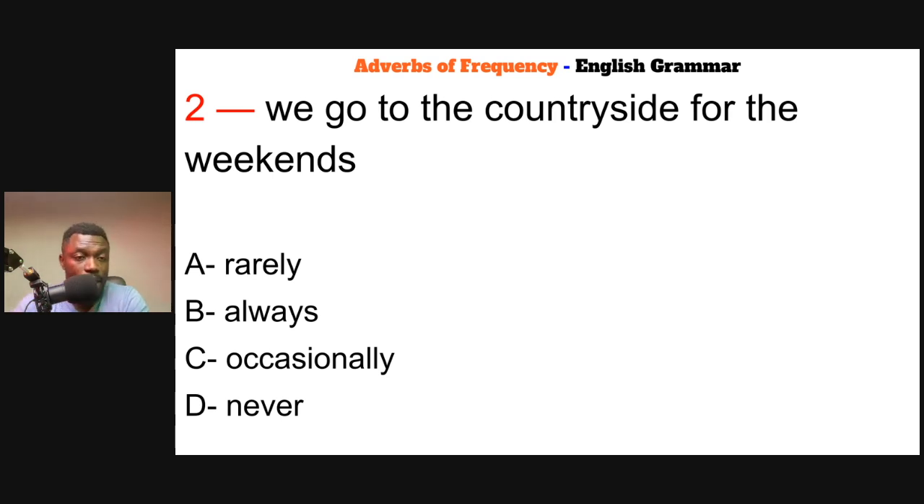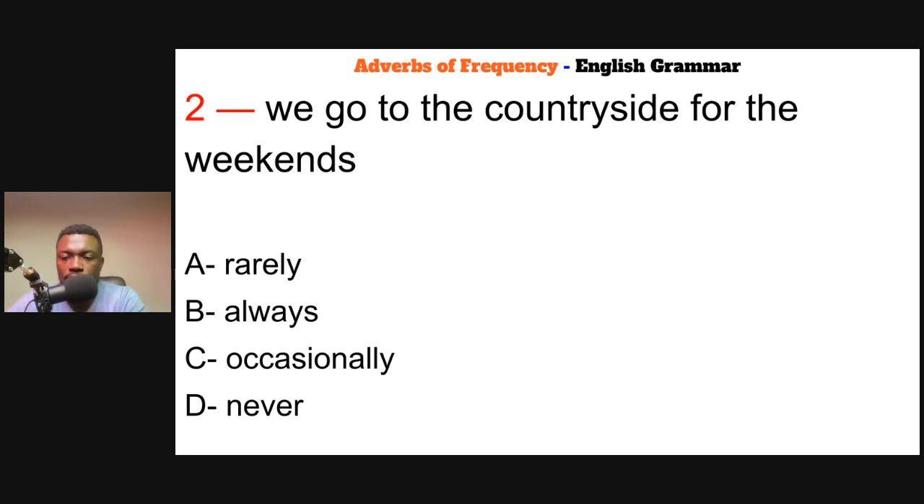Number two, you can do number two for me. Number two, blank. Okay, you're going to start the sentence with an adverb. One of these adverbs, you're going to choose one to start the sentence. Okay, blank, you're going to put the adverb there. We go to the countryside for the weekend. What should I put there? Should I add rarely, always, occasionally, or never? Which one of these adverbs can I start a sentence with?